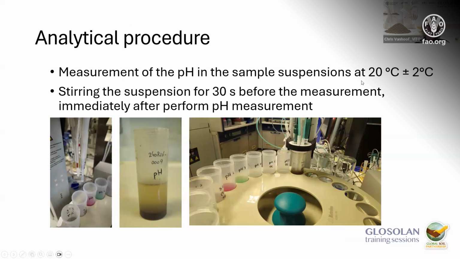We always measure at lab conditions, about 20 to 25 degrees C is often applied. That's also stated in the GLOSOLAN procedure. We do the stirring just before the measurement. When the stirring is done, then immediately after we perform the pH measurement. You can see when you do a soil sample, you measure the supernatant, and it's not a clear solution. It still contains some soil particles. That's why you need a robust electrode that can also handle soil particles, so that your diaphragm is not blocked during the measurements.